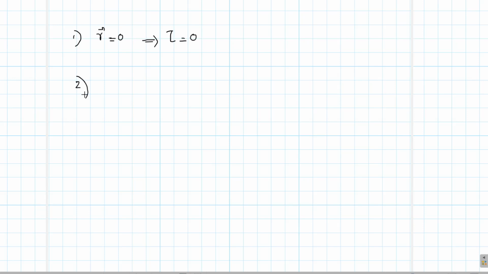And the second case is that if theta is equal to 90 degrees, then torque is equal to R cross F, which is R F sine theta. Here theta is 90 degrees, so simply it is R F. So this is the maximum value that a torque can achieve.